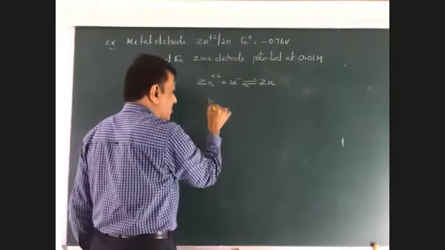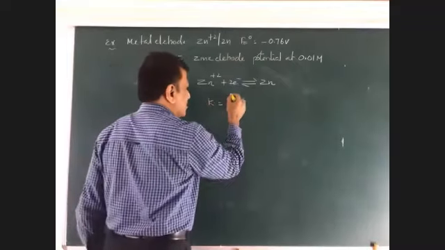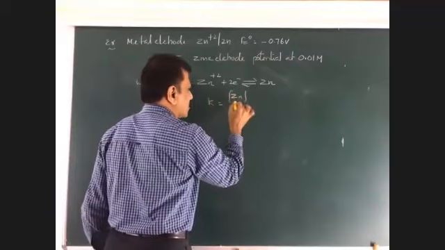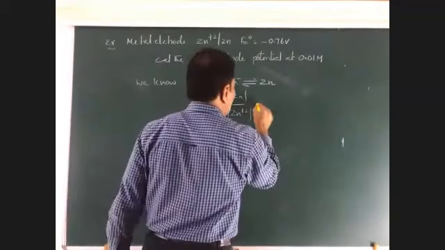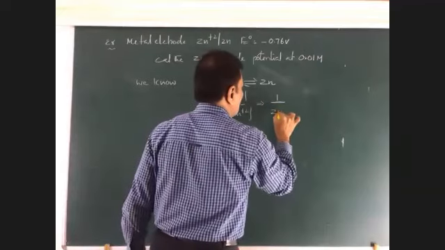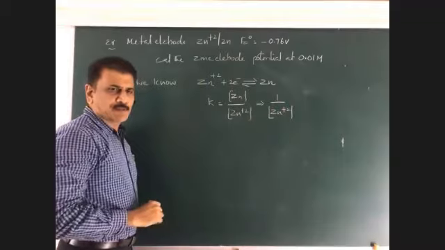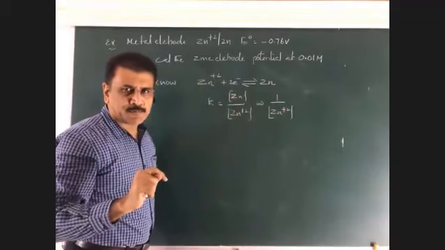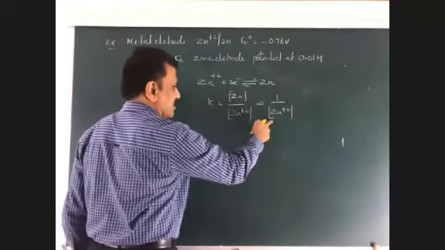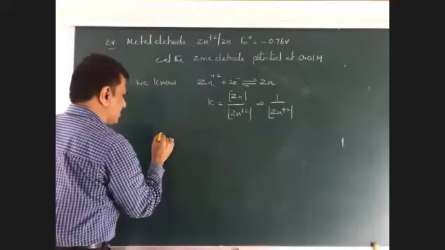Now for this K should be written. K is always products by reactants. So zinc electrode concentration by zinc ion electrode concentration, which is equal to 1 by Zn plus 2 concentration only, because its active mass is taken as 1 molar for pure elements. So this is the K. And after writing the K, go for Nernst equation.